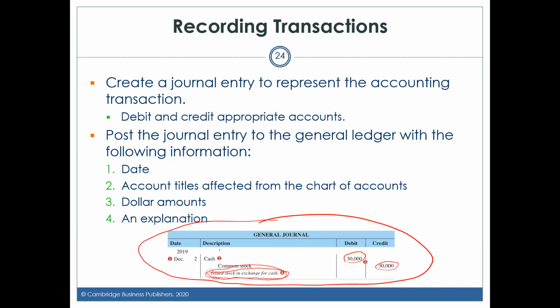And here's the journal entry that reflects this right here. This part of the journal entry is what you're going to be doing the rest of this course. You're going to be doing lots of these. Yes, of course, you need the date and you need a description, but this is the accounting for it.